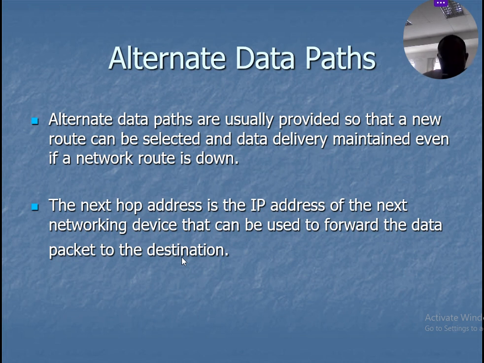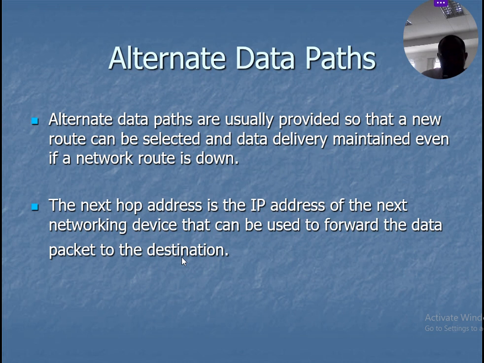Okay, alternate, from the word alternate, is another route that you create just to help you in case the network is down. So you can use that route to route the data to its destination. Okay, that's what we mean by alternate data paths.